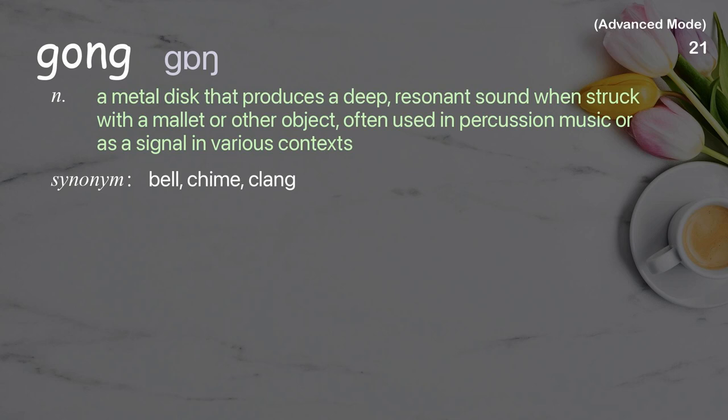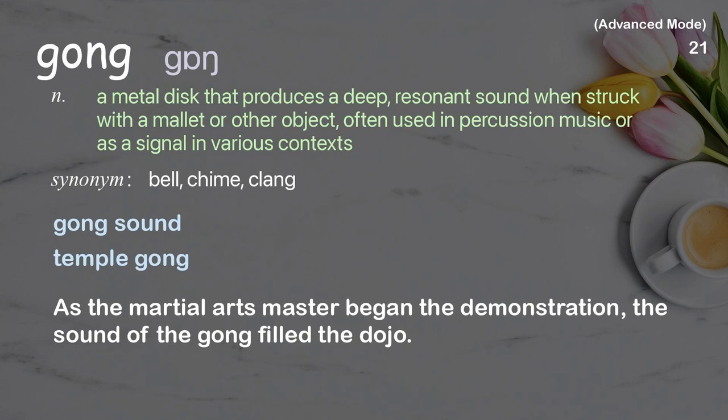Gong. A metal disc that produces a deep, resonant sound when struck with a mallet or other object, often used in percussion music or as a signal in various contexts. Examples: Gong sound. Temple gong. As the martial arts master began the demonstration, the sound of the gong filled the dojo.